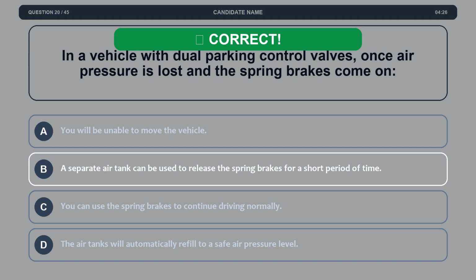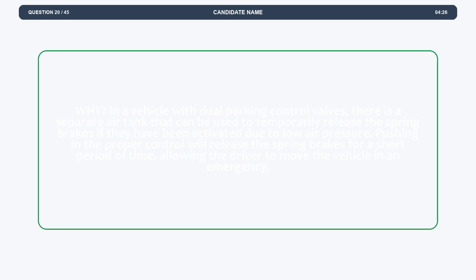The correct answer is option B. A separate air tank can be used to release the spring brakes for a short period of time. Explanation. In a vehicle with dual parking control valves, there is a separate air tank that can be used to temporarily release the spring brakes if they have been activated due to low air pressure. Pushing in the proper control will release the spring brakes for a short period of time, allowing the driver to move the vehicle in an emergency.